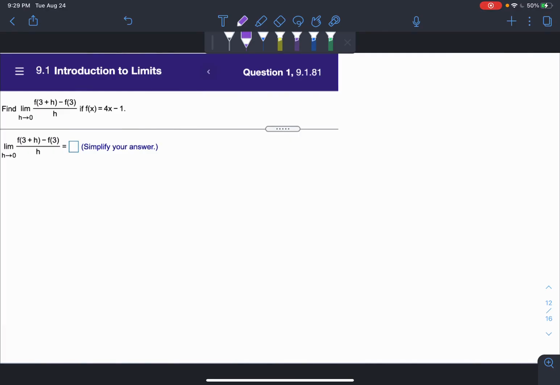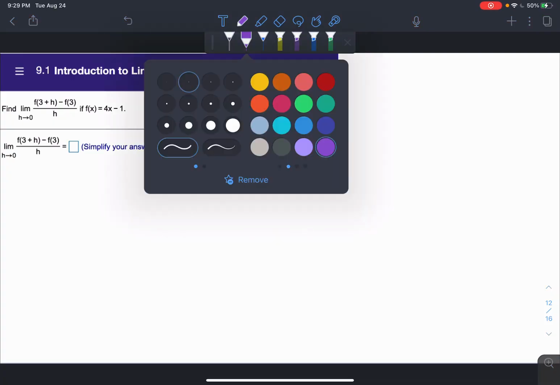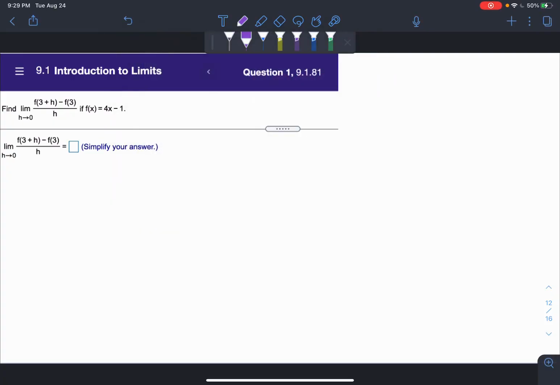All right, a new type of question. So now we are looking at limits with this form f of 3 plus h minus f of 3 over h. And we'll soon see that this is a form for the derivative, but that will come soon. So what I like to do for this one is I like to do on the side, what is my f of 3 plus h and what is my f of 3? Because we know that we'll want to substitute those into our limit.